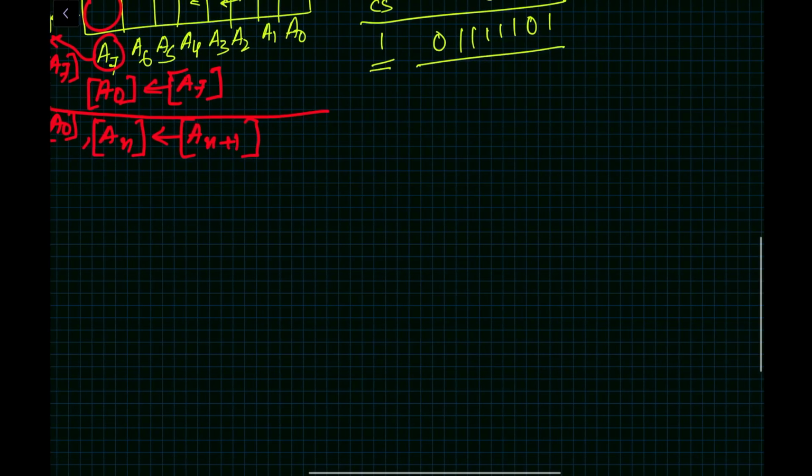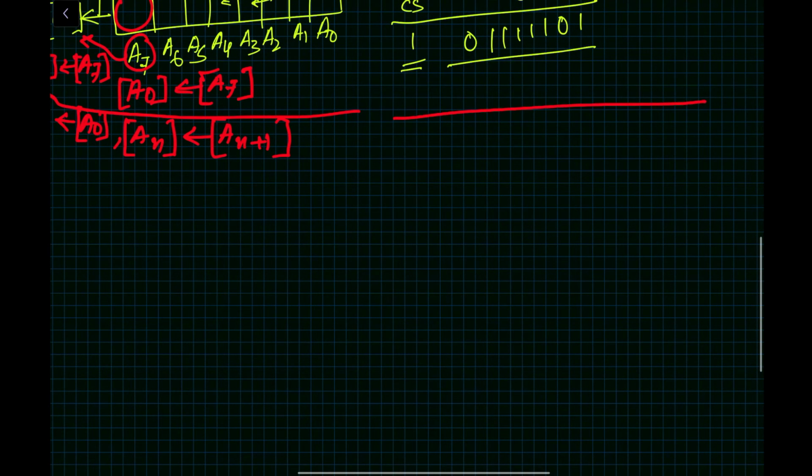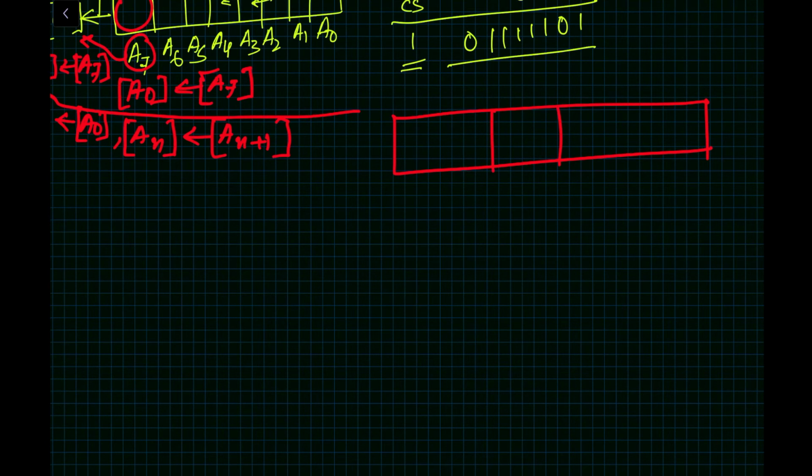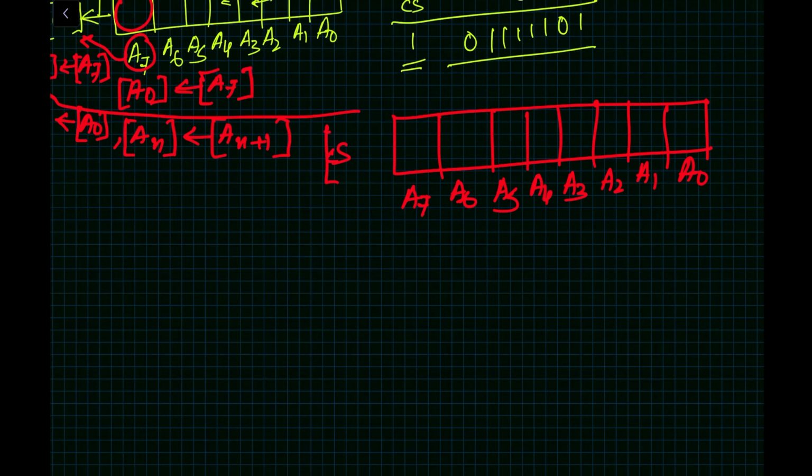Let me explain here. Suppose this is the given byte. We have 8 bits here: A0, A1, A2, A3, A4, A5, A6, A7. Actually, why am I explaining in detail? Because this is a confusing one. So let me write down here properly. Here we have another bit, that is the carry status.